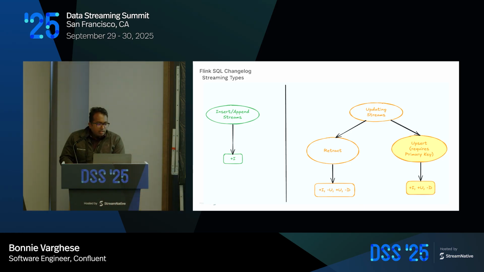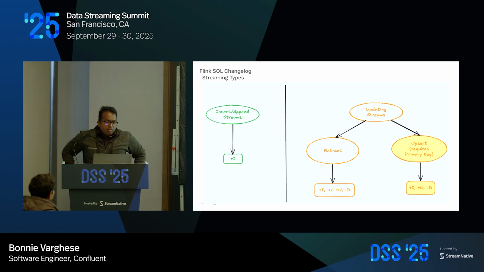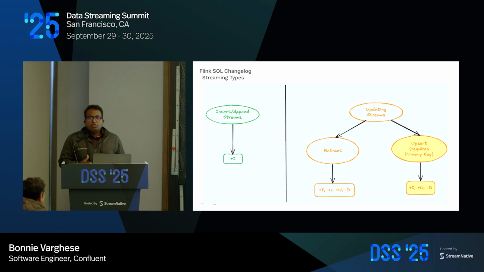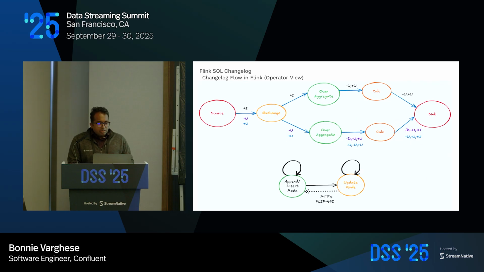Thanks, Suhas. If you look at streaming data, you can classify it into insert streams or update streams in general. Inserts will have +I in Flink. Update streams, as we talked about, can be divided into retract mode or upsert mode. Retract mode is also known as full changelog mode, where you'll have +I, -U, +U, and -D. And for upsert, which requires a primary key to be configured when you create a table, it will emit +I, +U, and -D.